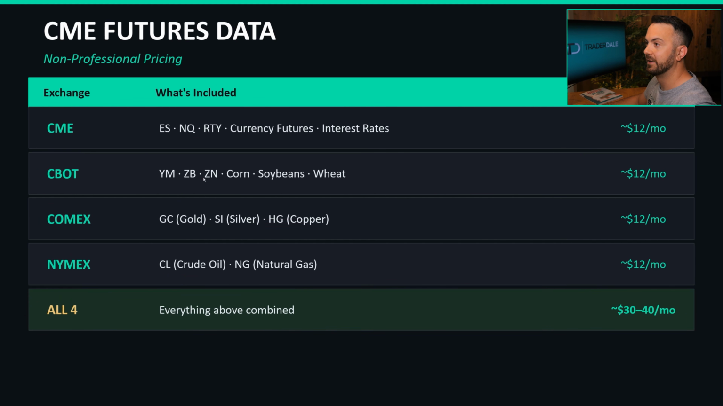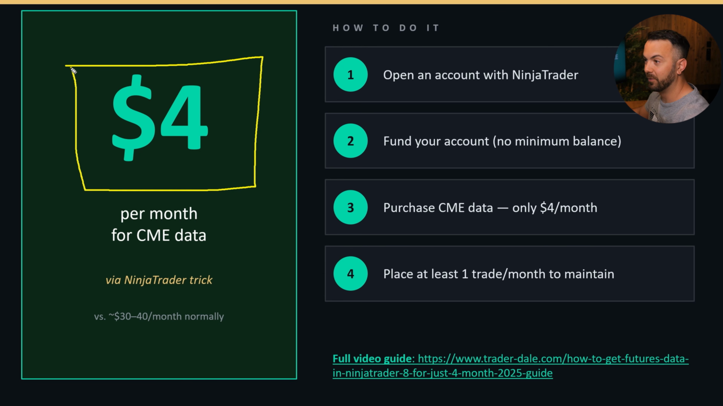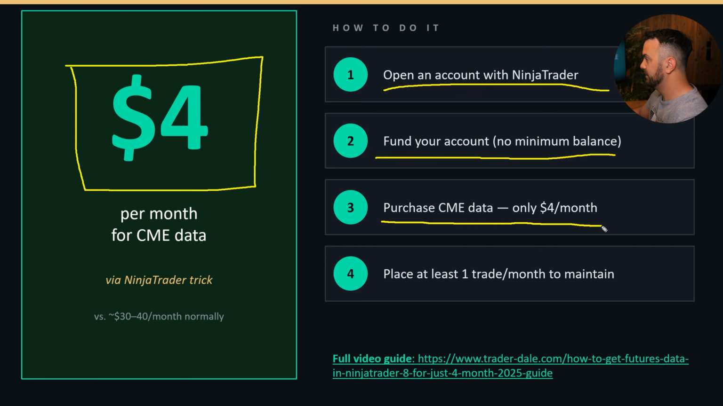But I have a little trick for you. It's a trick which I'm using and also students of my courses are using. And with this trick, you can have all the data just for 4 bucks per month. Here's how to do it. You open an account with NinjaTrader, you fund your account. There's no minimum balance, so you can open an account with, let's say, 100 bucks. Then it will allow you to purchase the CME data only for 4 bucks a month.